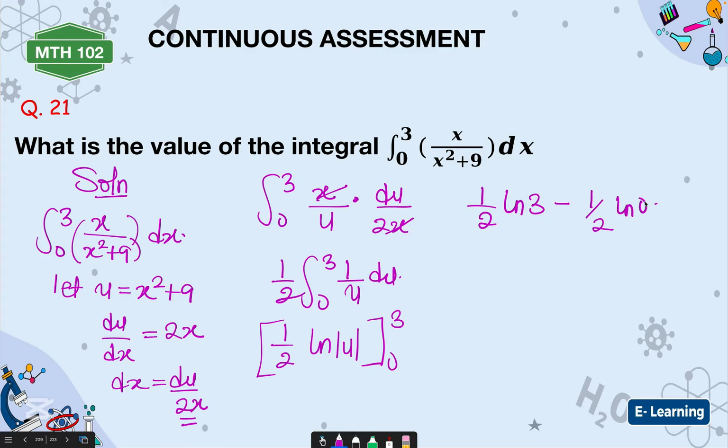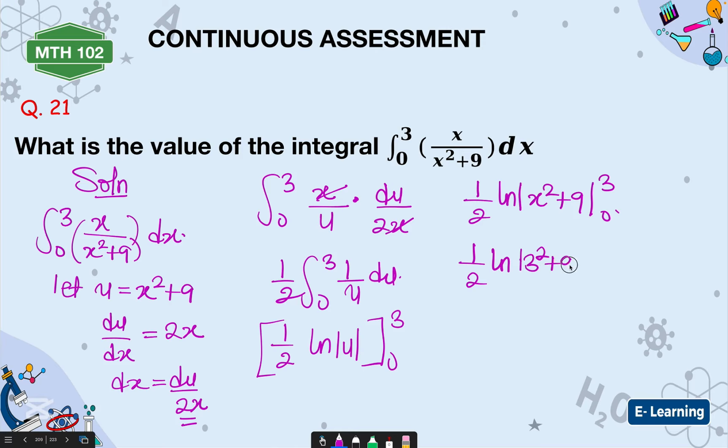Okay. No. Wait, first of all, we have to substitute in our u. u is not these values. So this will give us 1 over 2 natural logarithm of, what is our u? s squared plus 9. So we'll have limits 3 and 0. We'll have to substitute this 3 into this equation now, which will give us 1 over 2 natural logarithm of 3 squared plus 9, minus 1 over 2 natural logarithm of 0 squared plus 9.